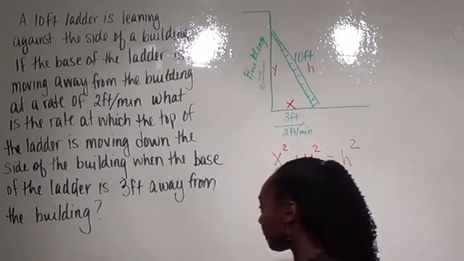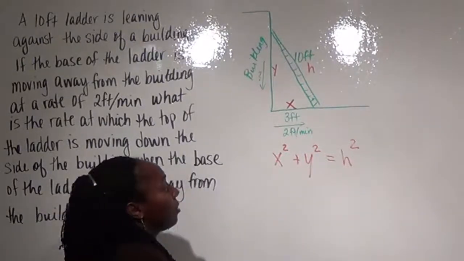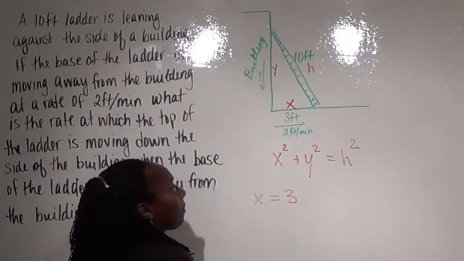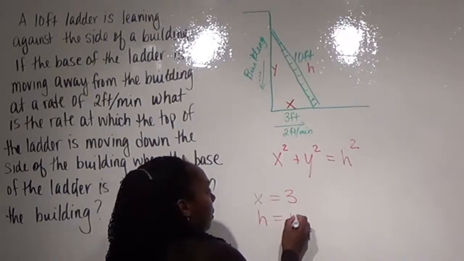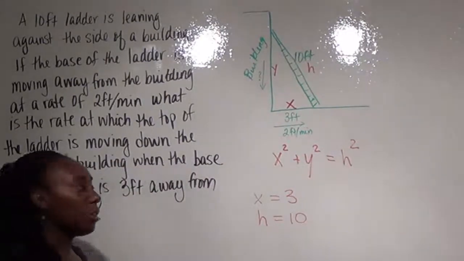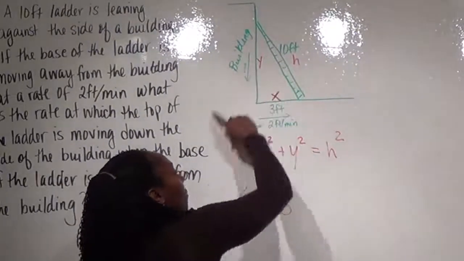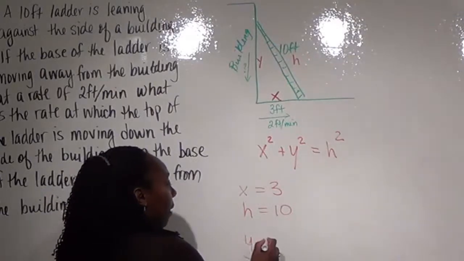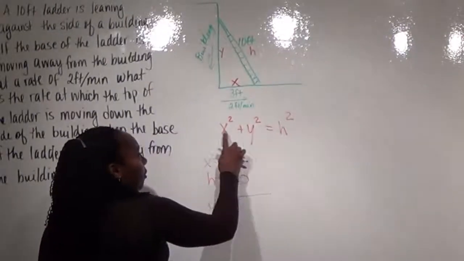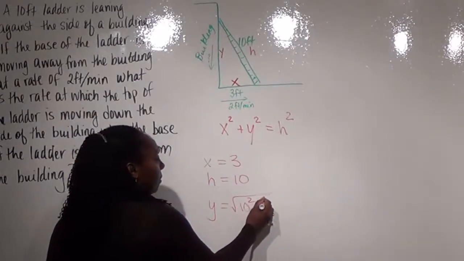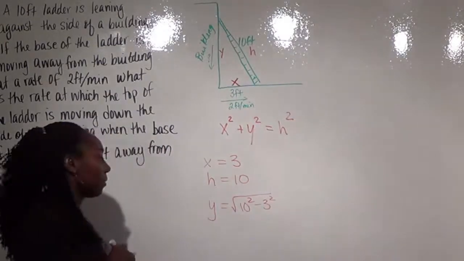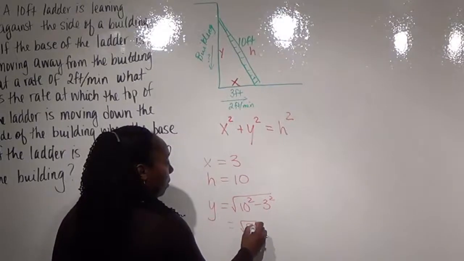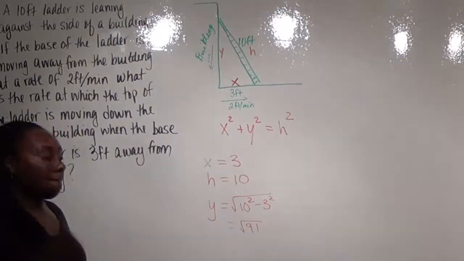So here, when I'm listing my known and unknown variables, we know that x is going to be 3 feet. We know h is going to be 10 feet. And it doesn't look like I know y, because I don't have that information. But again, I have a relationship so that I can solve for y. We know y is going to be the square root of h squared minus x squared. So 100 minus 9, which looks like the square root of 91. Okay?